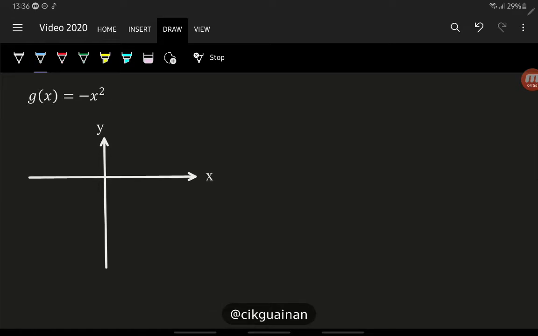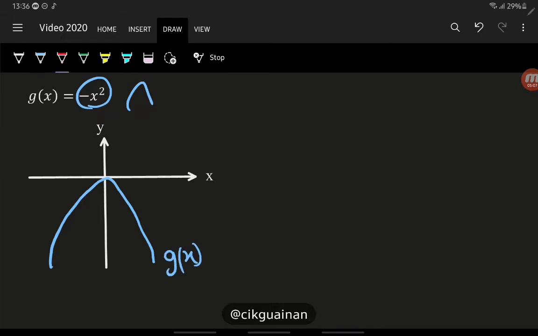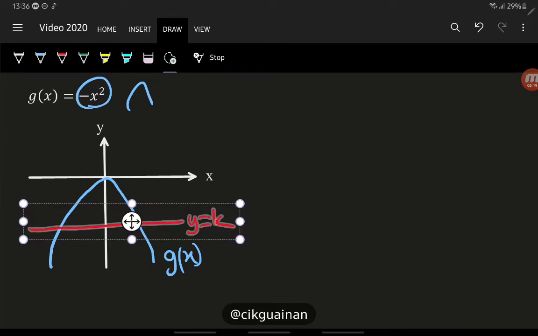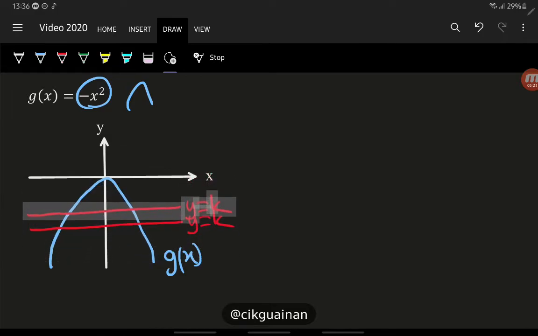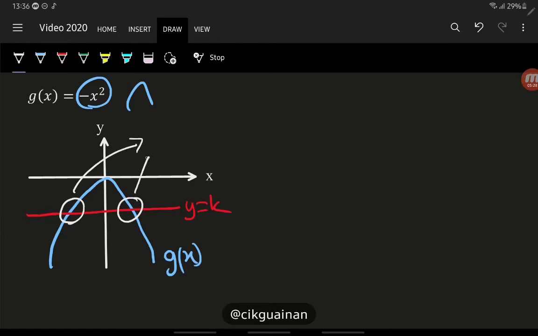This one is a frown shape. Frown face, sorry. It's a quadratic, so it should be like this, going through the origin. So this is our g(x). Unlike the first one, if we have a horizontal line over here, y equals k, as you can see, no matter if I move it up and down like this, it always intersects at 2 points. It always intersects twice.